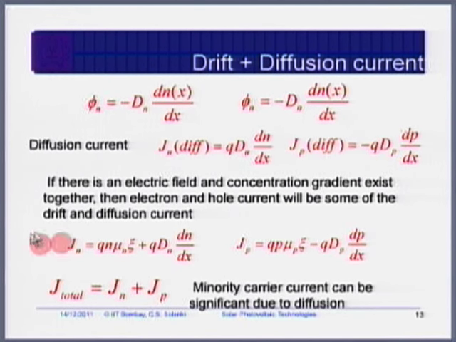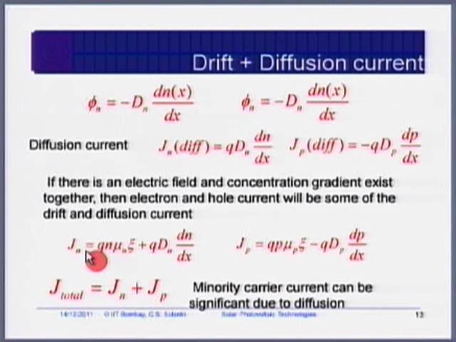Got it? Okay, so for electrons there are two components, electron drift and electron diffusion. For holes there are two components, hole drift and hole diffusion. In total, 2 plus 2, there are 4 current components in a semiconductor. How many current components? 4: electron drift, electron diffusion, hole drift, hole diffusion, and the total current is the sum of all. So whenever you have time, look into detail at this expression, the total electron current, the total hole current, and this is the total current of a semiconductor which will flow under the electric field and under the concentration gradient.